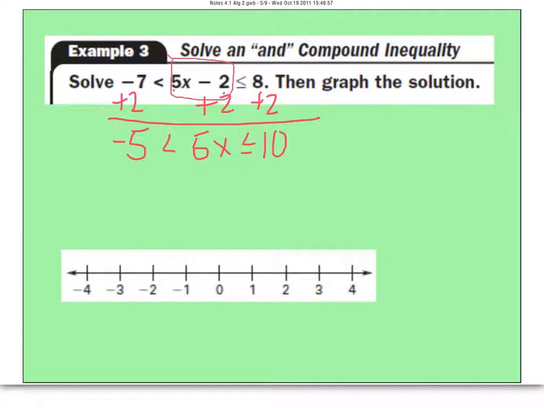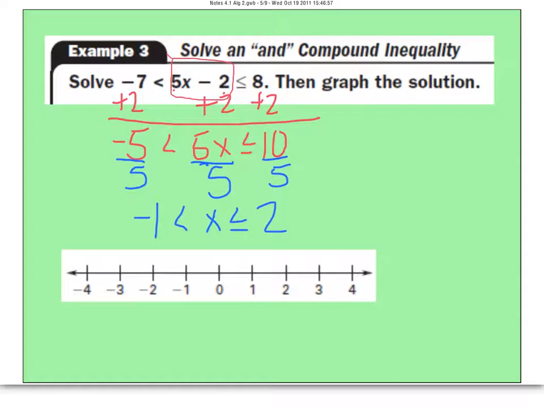Now we're going to continue to get x by itself, so we need to get rid of the multiplied by 5, so the inverse of that is divide. And we do that to both the right and left hand side. Negative 5 divided by 5 is negative 1, which is less than x, which is less than or equal to 10 divided by 5 is 2.